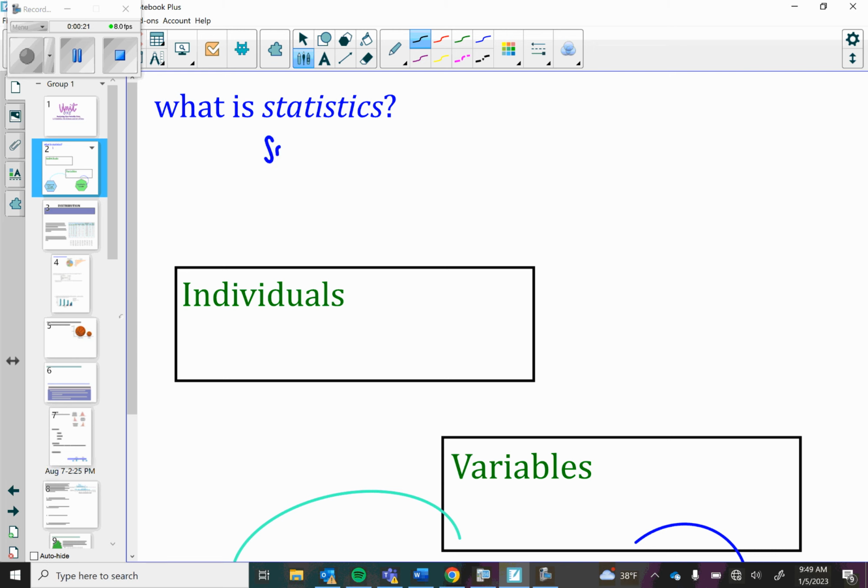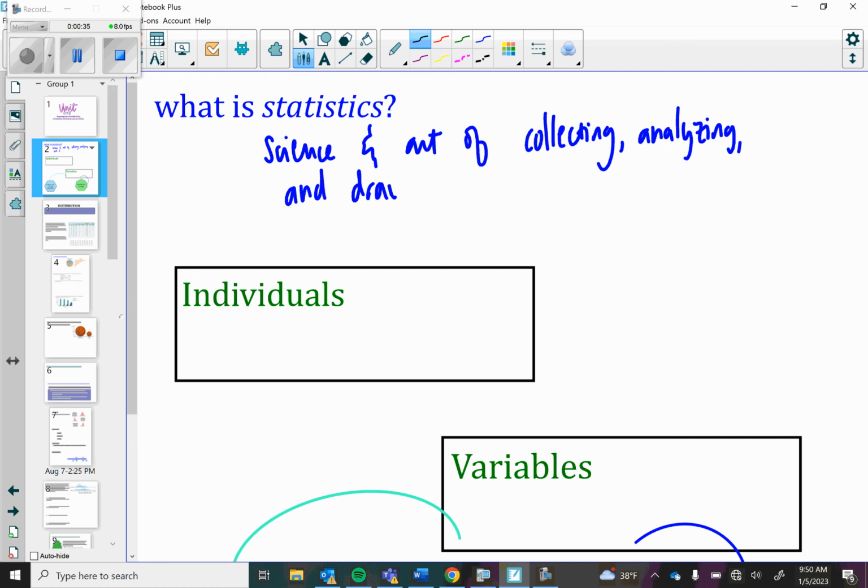And as we kind of alluded to, it is the science and art of collecting, analyzing, and drawing conclusions from a set of data. I often talk about the fact that I love statistics because it's really not just looking at numbers, but it's looking at what numbers say. So it's kind of a combination of a lot of subjects.